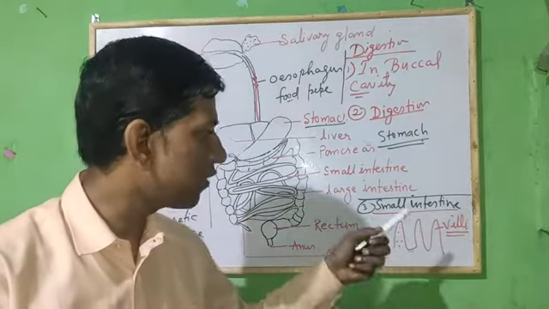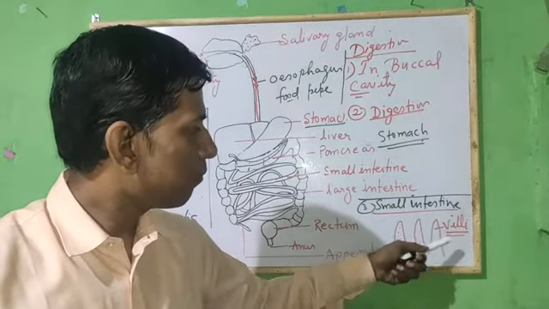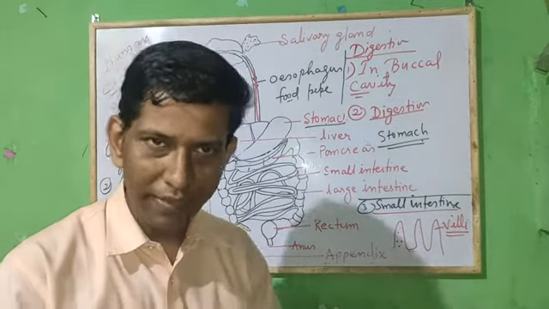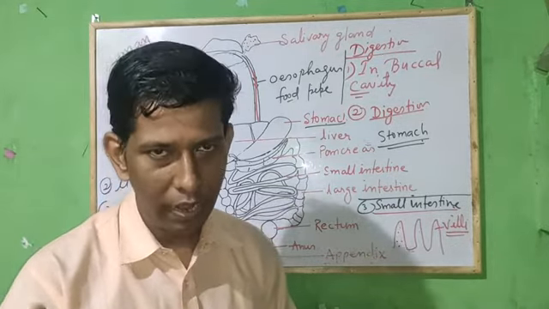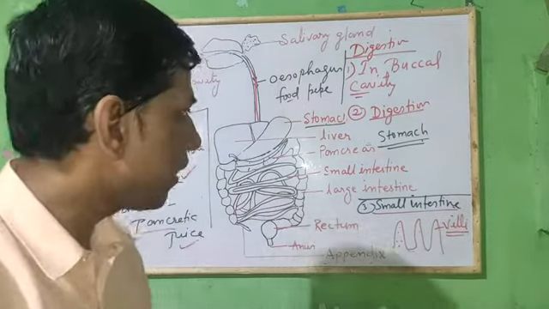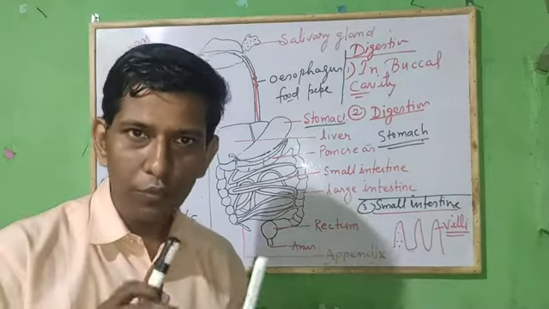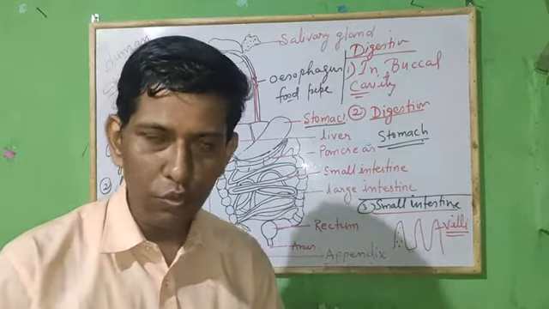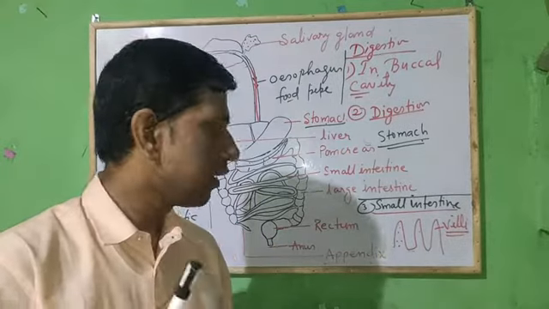Clear? After the absorption of nutrients, all the nutrients are taken up by the body cells, and finally they are converted into body protoplasm. Clear? After that, when the absorption process is over, the undigested food, which is of no use, is transferred to the large intestine.